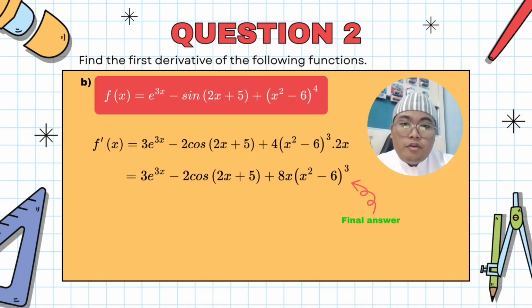Okay, for question B, we still need to find the first derivative of the following function. The question is f(x) equals e to the power of 3x minus sin 2x plus 5, plus (x to the power of 2 minus 6) in brackets to the power of 4. I just differentiate all of this to get f prime.